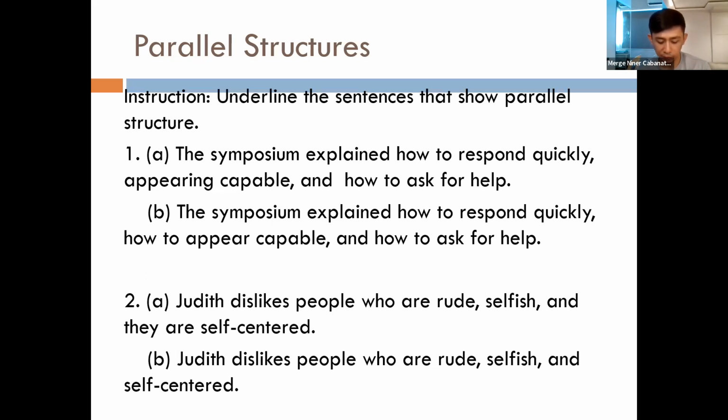Let's see the chat. Number 1, is it A or B? The symposium explained how to respond quickly, appearing capable, and how to ask for help. Or, the symposium explained how to respond quickly, how to appear capable, and how to ask for help. Letter A or letter B? First answer is Sir Nas, his answer is B. Let's wait for the other participants. Whoever gets the most correct answers gets 5 pesos on GCash. That's 5 pesos, it's worth it, you can buy 5 pieces of Max Candy.